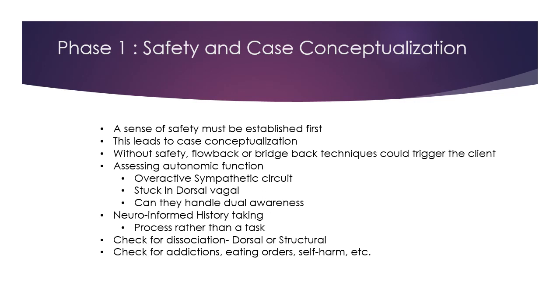So phase 1. First, you must establish a sense of safety. Then you can progress with case conceptualization. Without safety, flowback or bridgeback techniques can trigger the client. During this process, you should assess the autonomic function. Do they have an overactive sympathetic circuit? Are they stuck in dorsal vagal? Can they handle dual awareness?